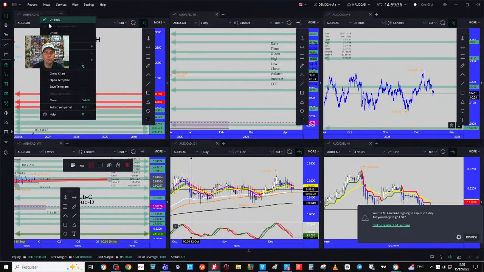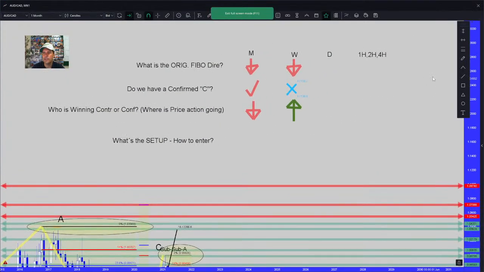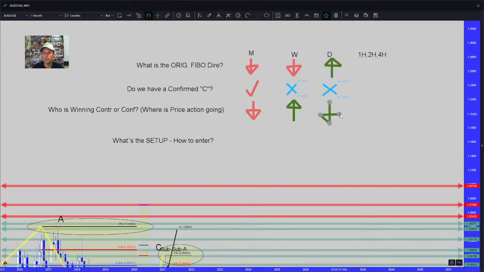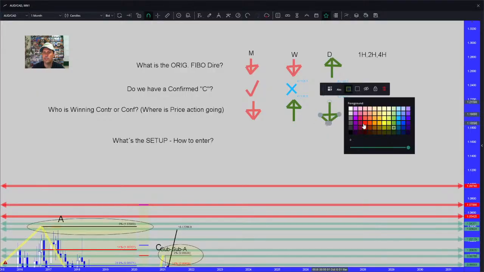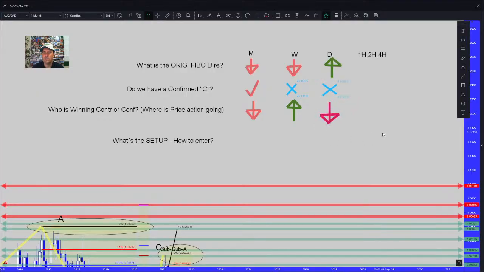So going back to here, everybody. Daily original Fibonacci, it's up. We don't have a confirmed C. And who is winning? The contrarian is winning, everybody, not the confirmation. Contrarian is going down, alright?